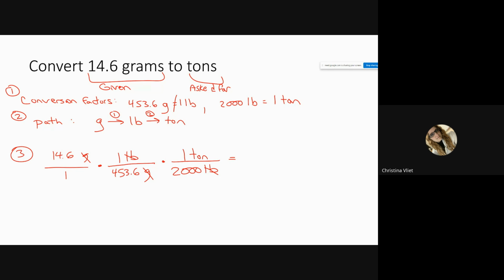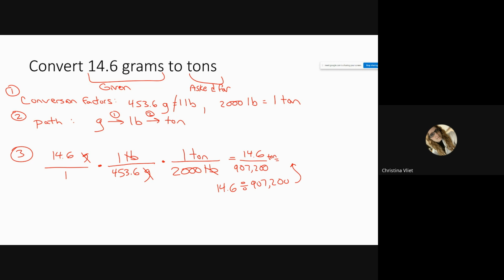The math is 14.6 times 1 times 1, which is 14.6 for the top. On the bottom, you do 453.6 times 2,000, which is 907,200. And then you divide those 2 numbers. It's 14.6, and yes, it will be a really small answer, divided by 907,200. I got 1.609.